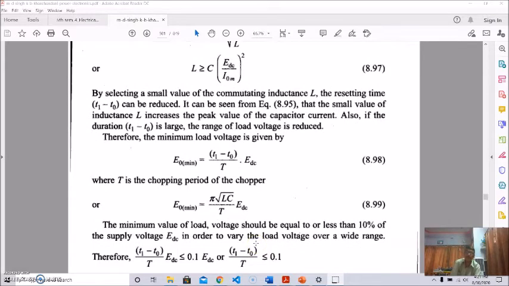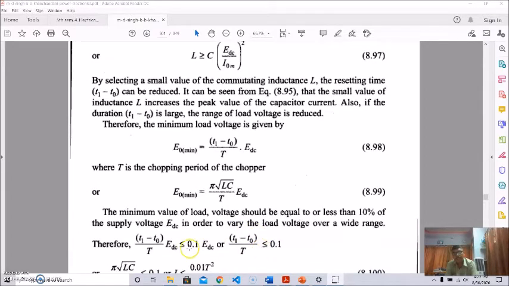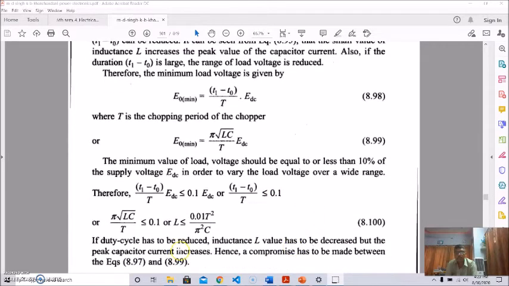The minimum value of load voltage should be equal to or less than 10% of the supply voltage EDC in order to vary the load voltage over a wide range. Therefore, (T1 minus T0) by T into EDC is less than or equal to 0.1 EDC, or (T1 minus T0) by T is less than or equal to 0.1. So we can write pi into root over of LC by T is less than or equal to 0.1, or L is less than or equal to 0.01 T squared by pi squared C.